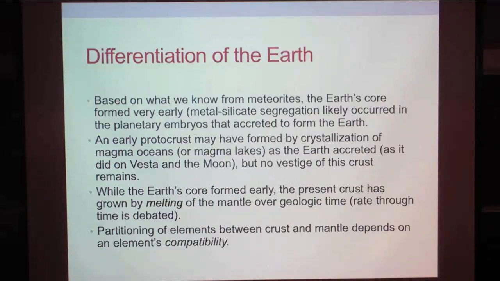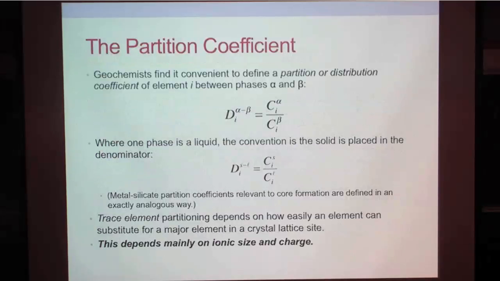And that depends on what we'll call an element's compatibility. And that can be related to partition coefficients. Geochemists like to define a partition coefficient between phases alpha and beta simply as the concentration ratio at equilibrium of an element i between those two phases. Conventionally, where one phase is a liquid, the convention is to put the solid in the numerator and the liquid in the denominator. And metal-silicate partition coefficients relevant to core formation would be defined in the same way.